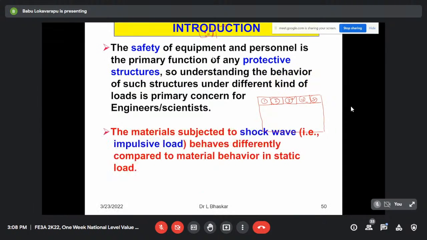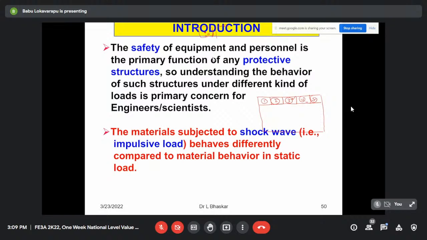Basically it comes under blast. The material is subjected to a shock wave. That is an impulsive load, and it behaves differently compared to material behavior under static load. In the first phase we have done the blast in air. If you keep a landmine at a certain distance and blast it, how is it going to damage the vehicle traveling over it, particularly in a war scenario, and at what distance is it going to affect that vehicle. That part we have done.